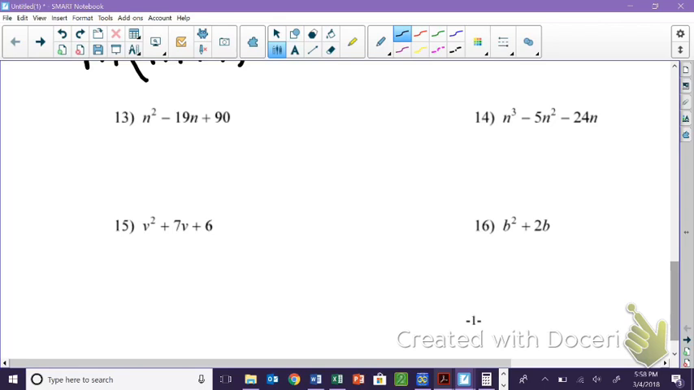All right. n squared minus 19n plus 90. We're going to do the cross. 90's on top. Okay. Negative 19. Yes, keep your sign because now you'll know what you're looking for. Now, it might be difficult to figure out what two factors of 90 will give you negative 19. So you're going to have to do some guess and check work.